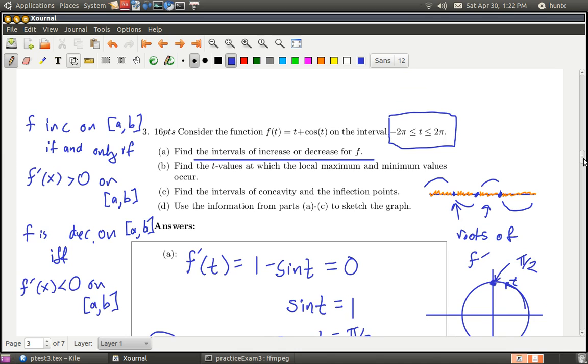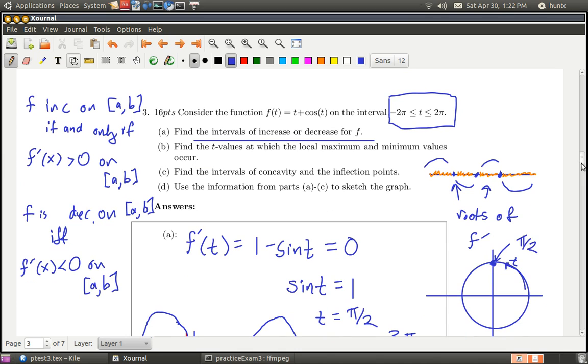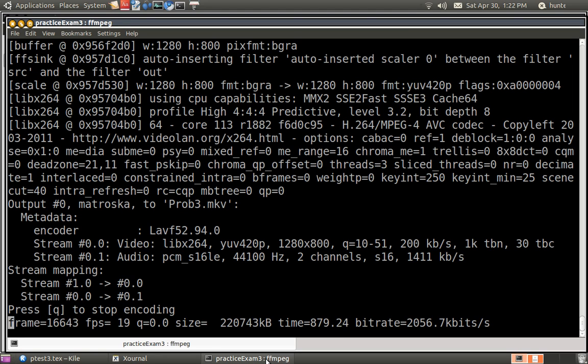And so what about part C here? It says, find the intervals of concavity and the inflection points. So how much time do we have left here? I might have to start a new video. What does this say? Oh, it's been a while. I'm going to stop this and pick up in another video.